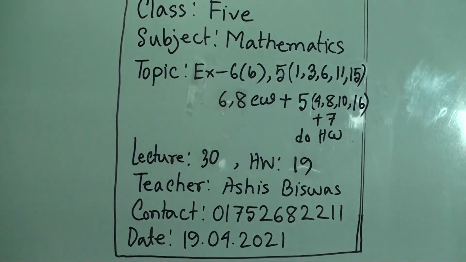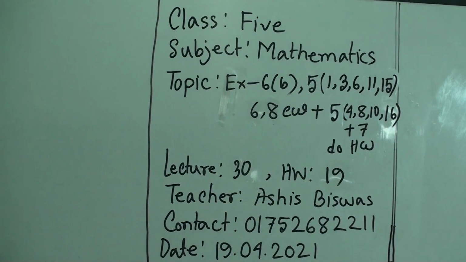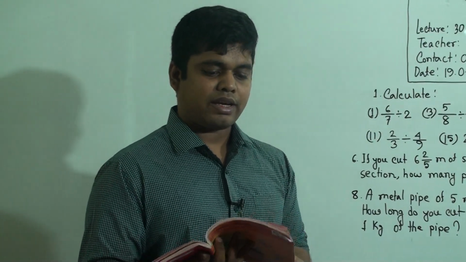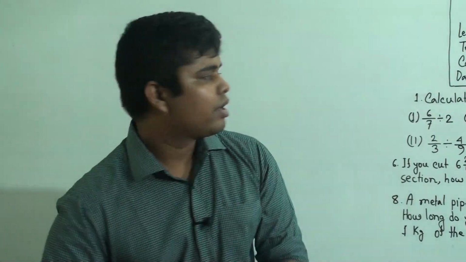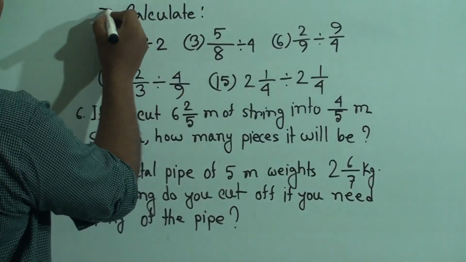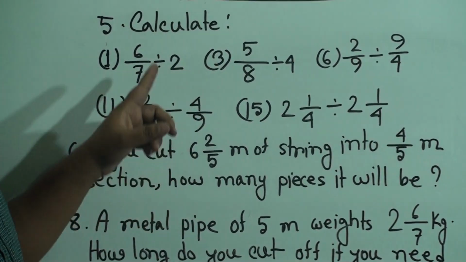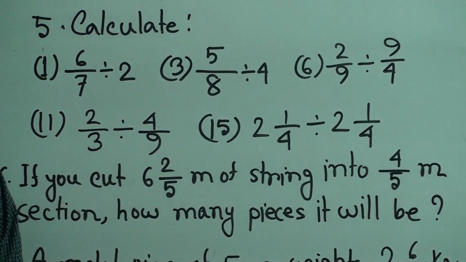So my dear students, please open your math book, page number 63. From 63 we shall solve question number 5, and from 64 we shall solve questions number 6 and 8. I have already written these questions on the board. Please follow the board. Here question number 5. Calculate. So that means in this number we shall do division of fractions.